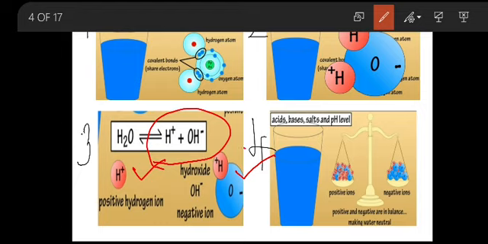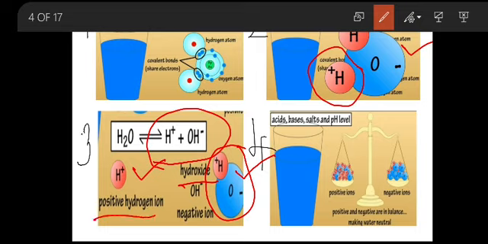I give the remaining OH a name called hydroxide. In this image, the red ball is hydrogen, and it carries the positive sign. It means that hydrogens are always positive. The remaining OH bonding is hydroxide.